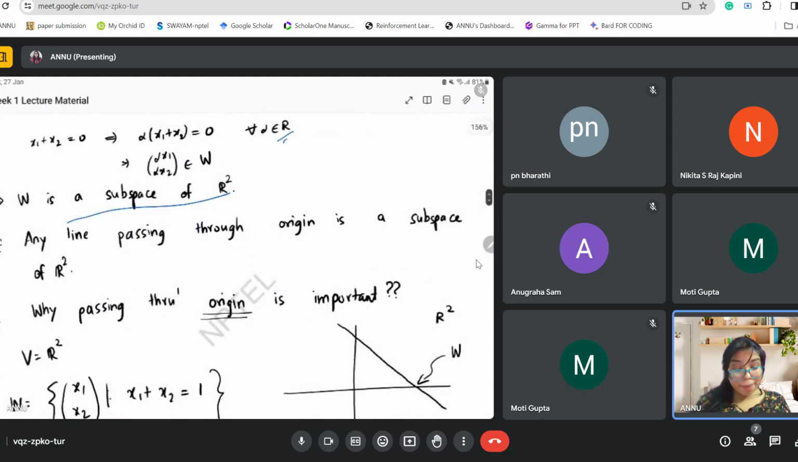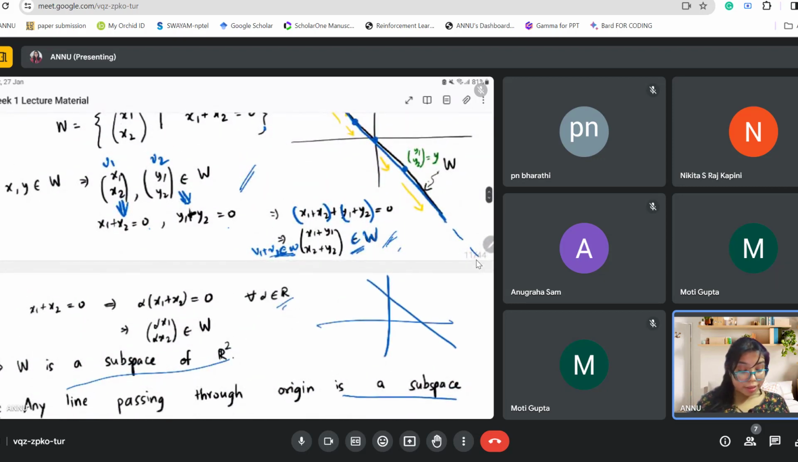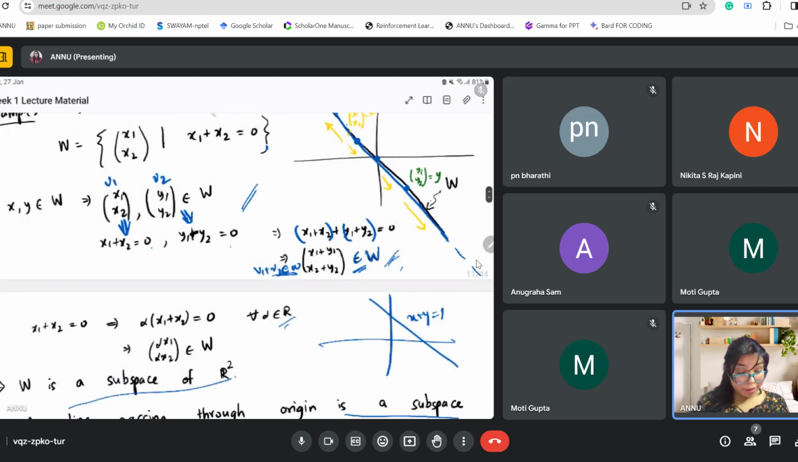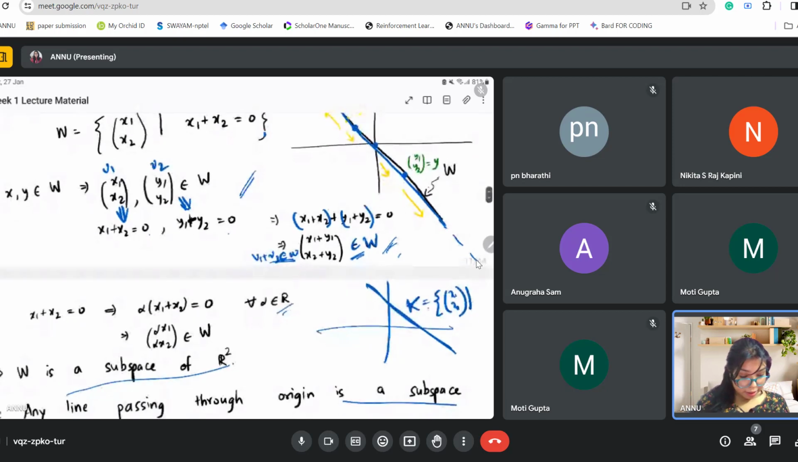So any line passing through the origin is a subspace of R2. For example, take a line that doesn't pass through the origin. Suppose x plus y is equal to 1. Suppose this is K. K is a set of (x1, x2) such that x1 plus x2 is equal to 1. Now tell me whether this is a subspace or not.